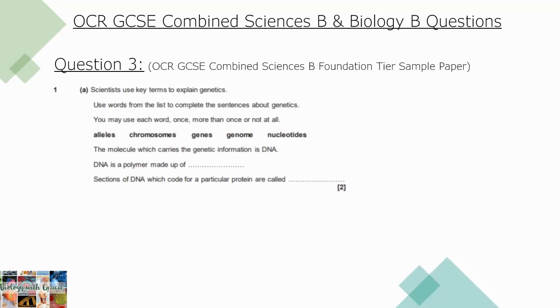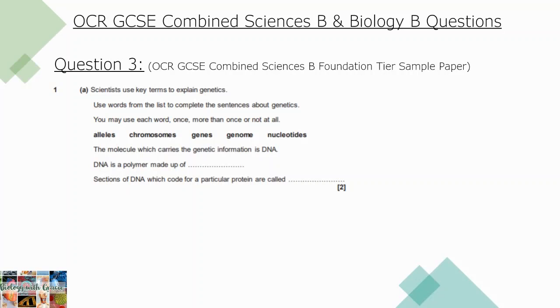Question 3. Scientists use key terms to explain genetics. Use words from the list to complete the sentences about genetics. So we've got some keywords there. This passage: the molecule which carries the genetic information is DNA. DNA is a polymer made up of blank. Although we haven't covered what DNA is made of, I will be doing a video on DNA and RNA. For the purpose of this question, the answer to this first one is nucleotides. A nucleotide is made up of a phosphate group, a pentose sugar, and a nitrogenous base. The bases are A, T, G, and C. That is one component of the nucleotides in DNA.